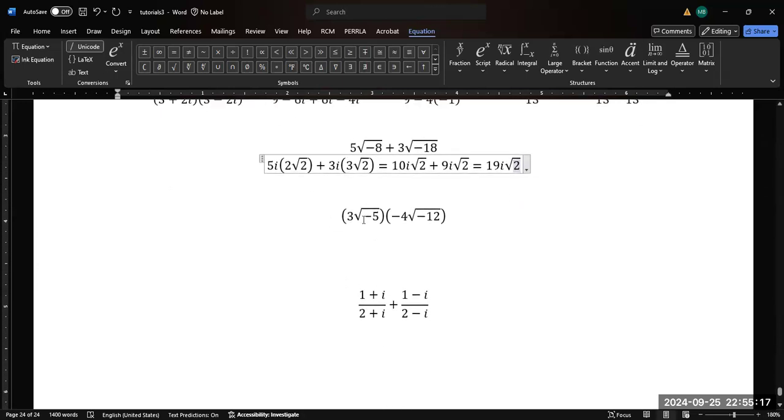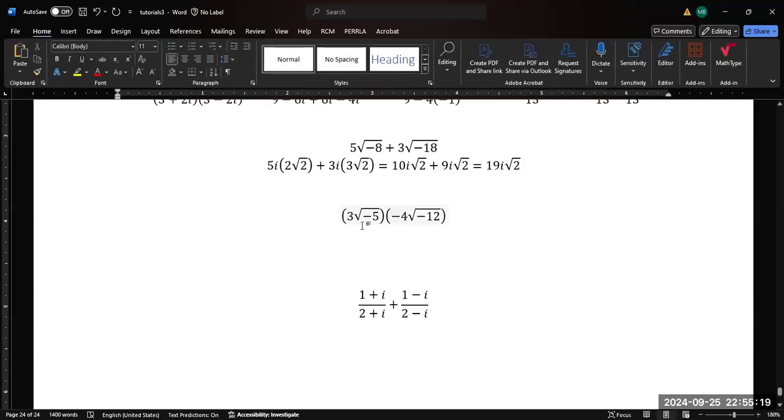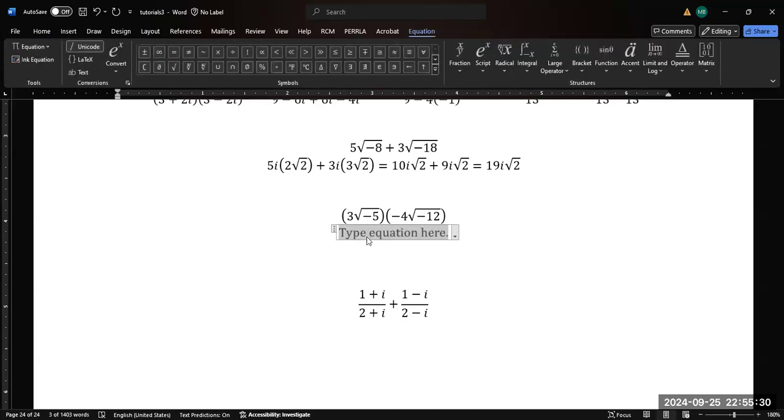Now we're going to follow a similar procedure for this next problem. There is a temptation when you're dealing with a problem like this to just multiply what's under the roots, but you'll lose a minus sign if you do that. So we're going to pull the i's out. So this will be 3i times the square root of positive 5, and then minus 4i times the square root of 12. And now I'm going to multiply the coefficients and multiply the radicals.